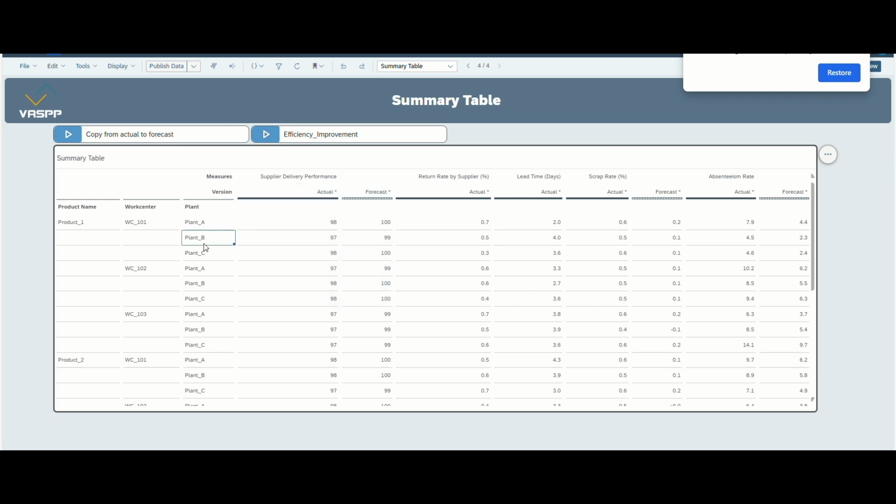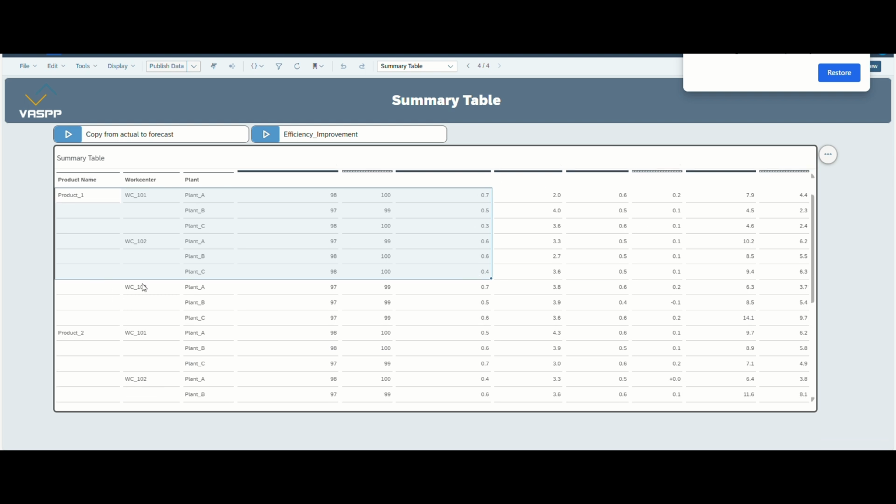Then return rate by supplier. While most plants maintain a return rate below 0.7%, isolated spikes help identify supplier or process-level nonconformance. For example, Plant 3 shows slightly elevated return rates, which may warrant inspection audits or quality assurance reinforcement.